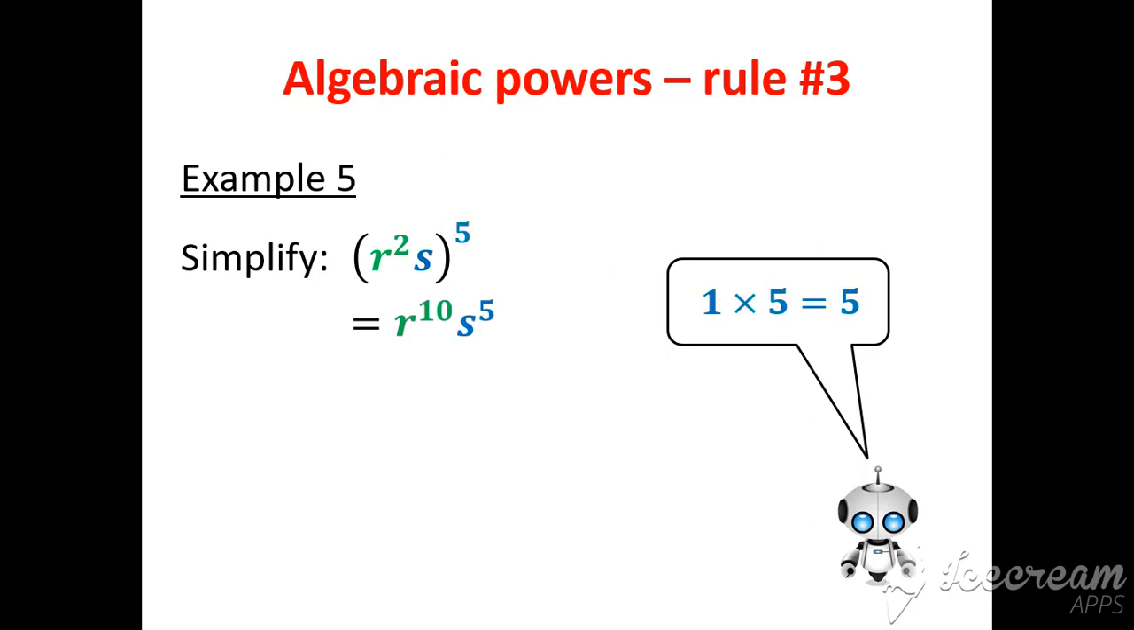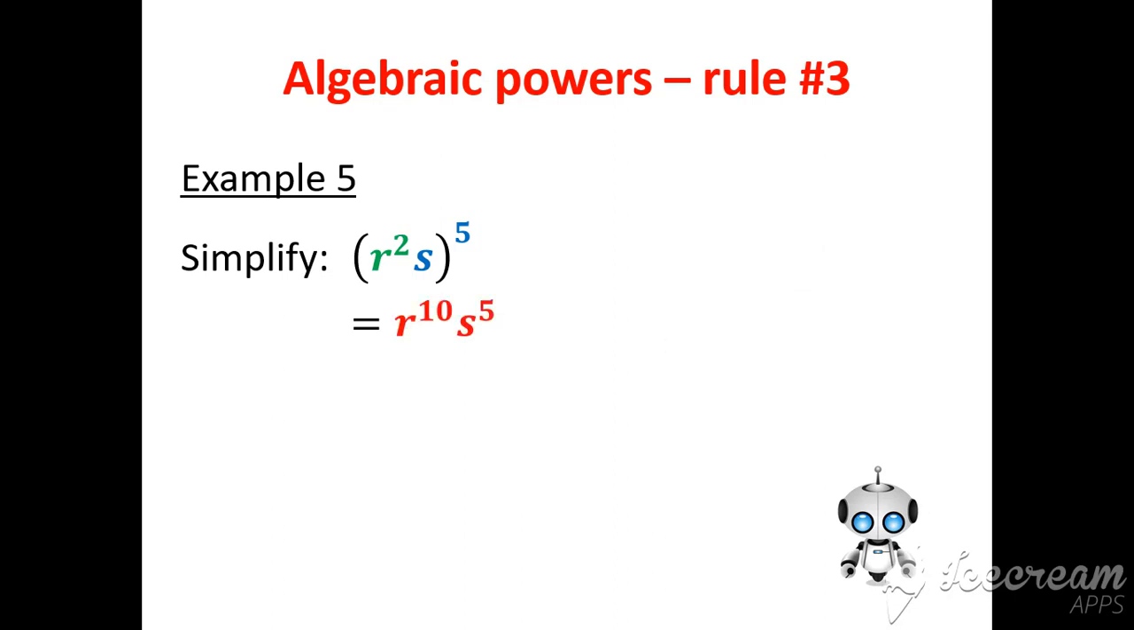But when we get to the second part, please remember that s by itself is a power of 1, so 1 times 5 is 5, so we get s to the power of 5. So our final answer is r to the power of 10 times s to the power of 5.